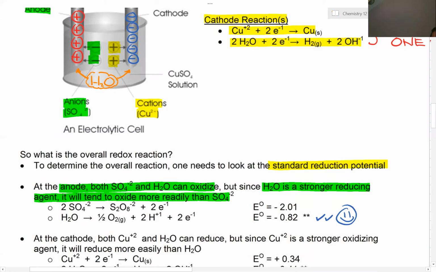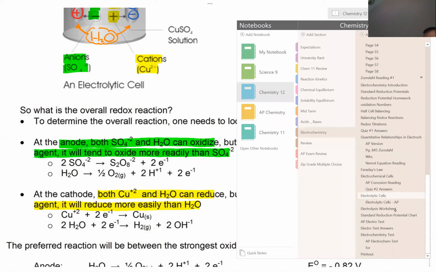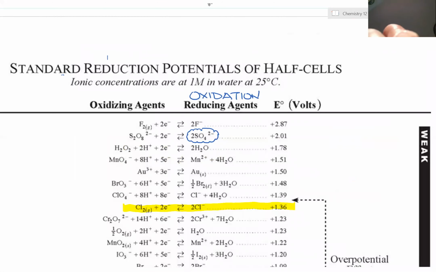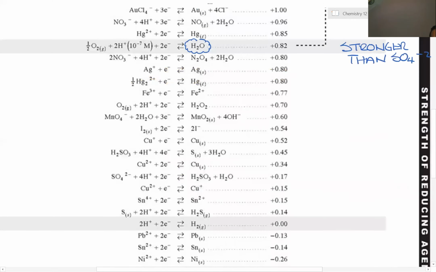Now, we do the same thing for reduction. I'm talking about the cathode, where we look at copper. Copper 2 plus and water can reduce, but copper 2 plus is a stronger oxidizing agent, so it'll reduce more easily than water. Again, what do we do? This is undergoing reduction, so we take a look at the left-hand side. We look for copper 2 plus.